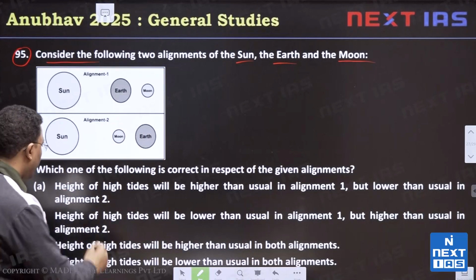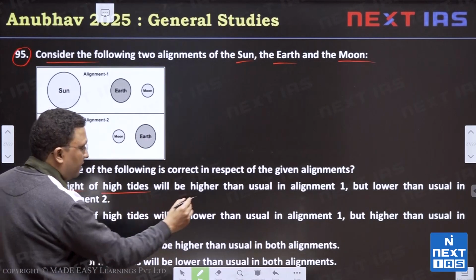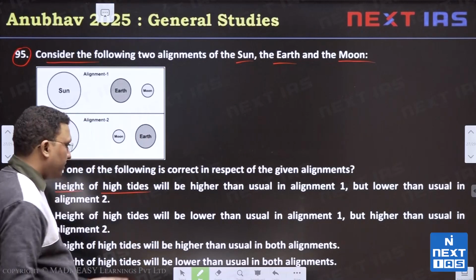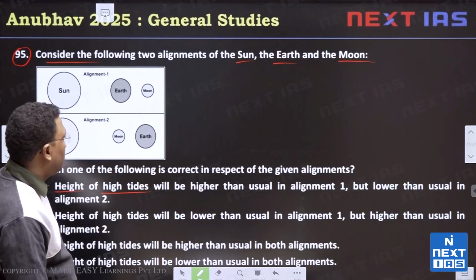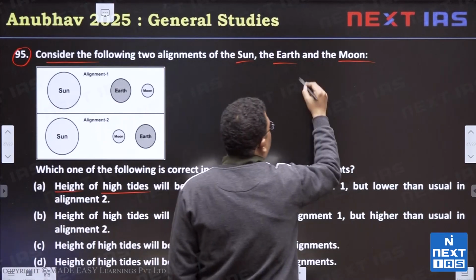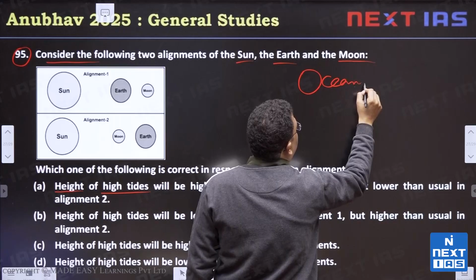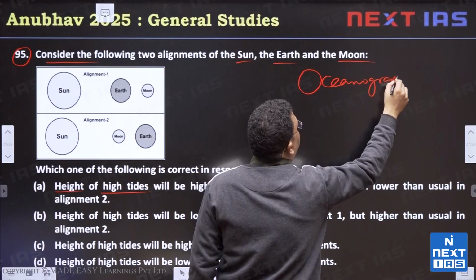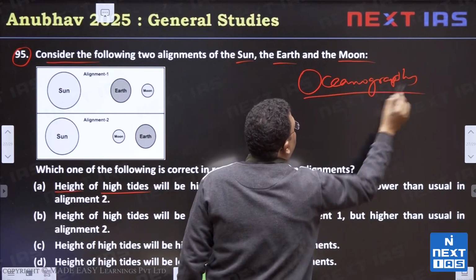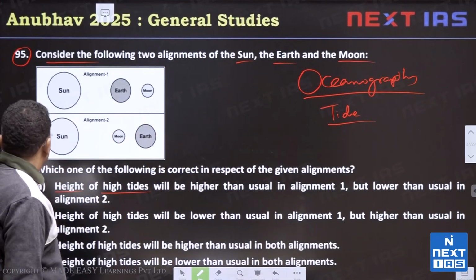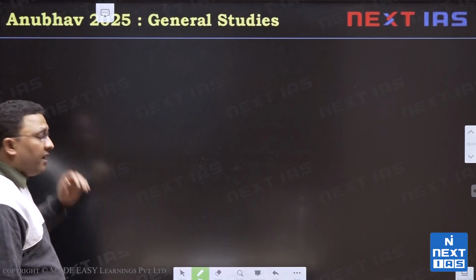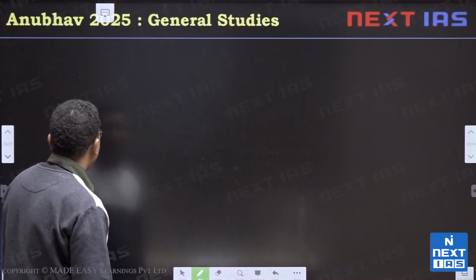Options are about height of high tides. All the options are talking about height of high tides in both the alignments, right? So this is a question from the chapter oceanography, and this particular question is based on the concept of tide, right? So let's first see the underlying concept and then we will come back to the question.